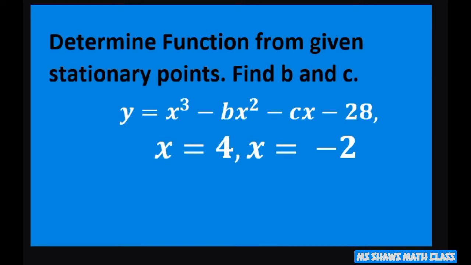Everyone, we're going to determine the function from given stationary points and find b and c. When we find b and c, what they want you to do is just determine our actual function, and they've already given us our stationary points as x equals 4 and x equals -2. Now, I'm going to go ahead and take the derivative as usual, so the derivative of y with respect to x. And that's what gives us our stationary points.